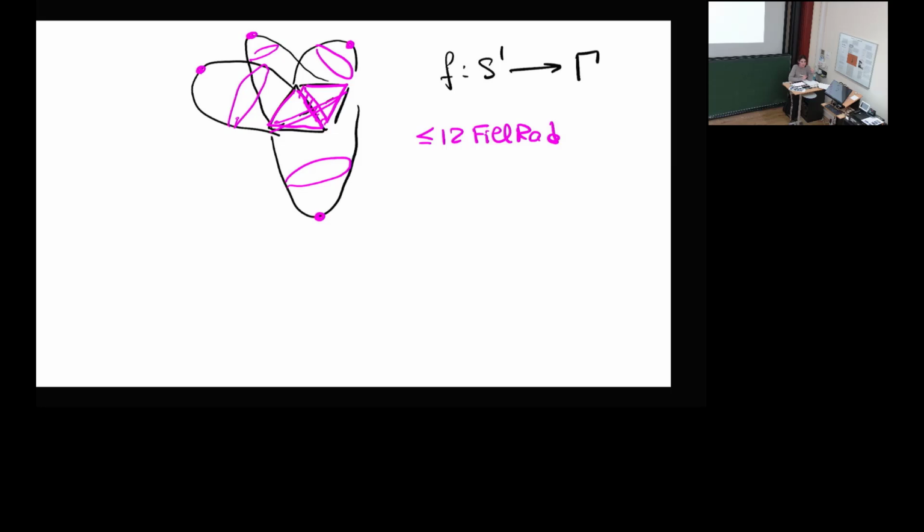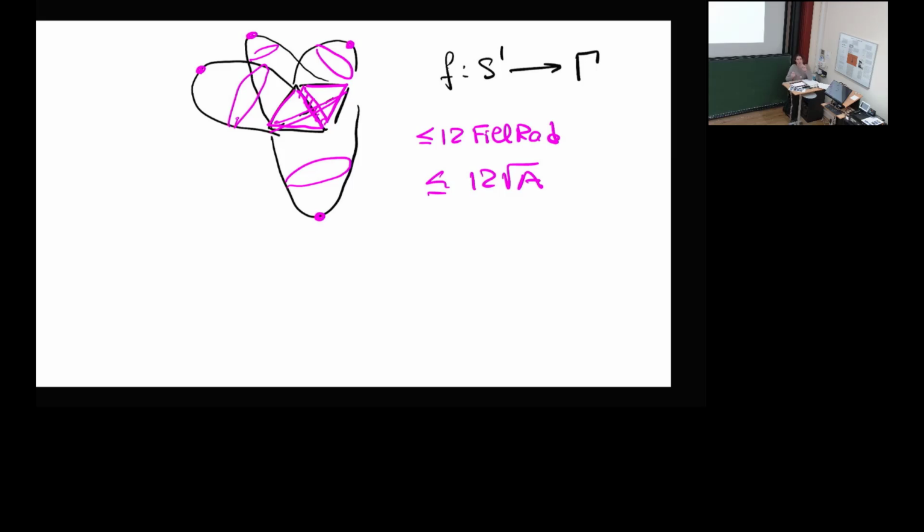Okay. So this gives us, and this map passes through those cycles of lengths at most 12 filling radius. And so that gives us an upper bound on the length of the shortest periodic geodesic, 12 square root of area, which is not as good as we do by co-area formula, but it's nice in its own way.